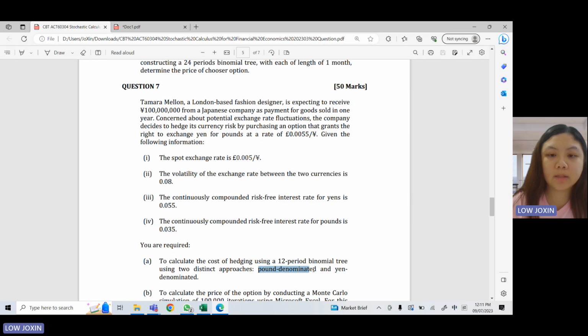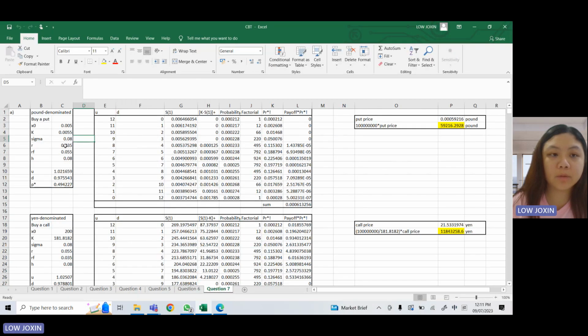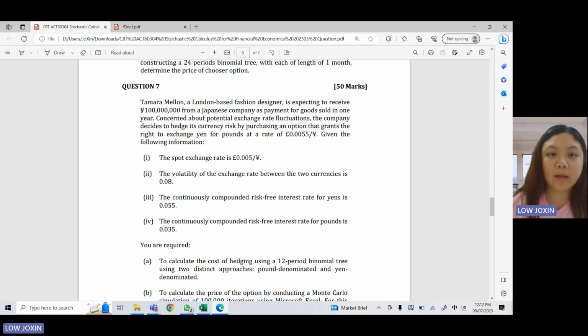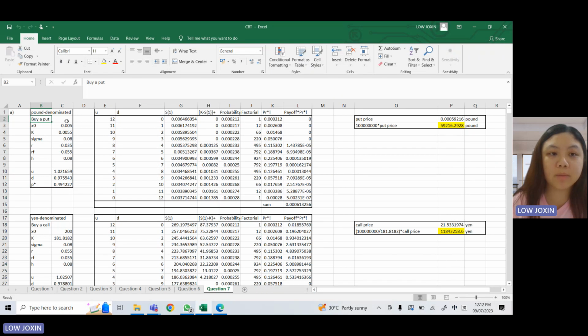So for pound denominated, we will need to buy a put, because now I am British, so I would receive this much yen at the end of 1 year. So this will be my underlying asset. So I will need to sell this asset to exchange for pounds. Because my domestic currency is pound now, I need to sell this yen to get pounds. So the right to sell is a put, so I will need to buy a put.